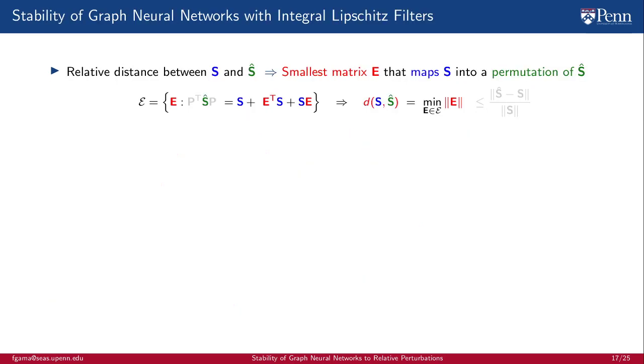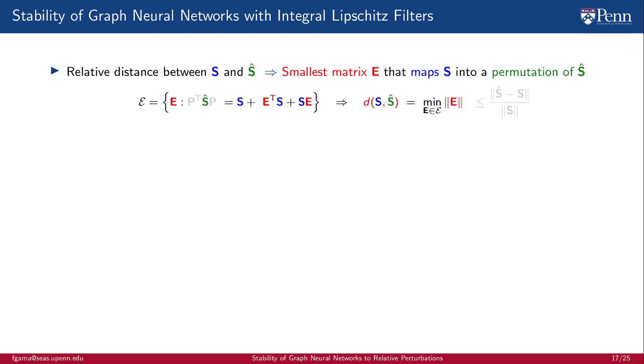What perturbations? Well, we measure perturbations as the relative distance between the original graph S and the perturbed graph S hat. We define it as the norm of the smallest matrix E that maps S into a permutation of S hat. Note that this distance measures relative differences between graphs modulo permutations.